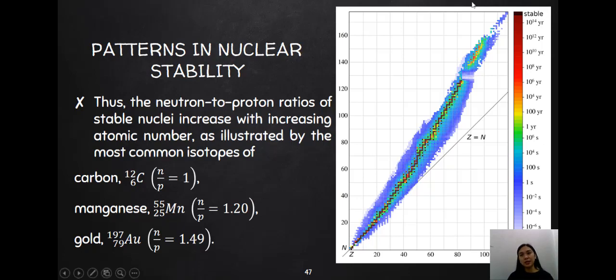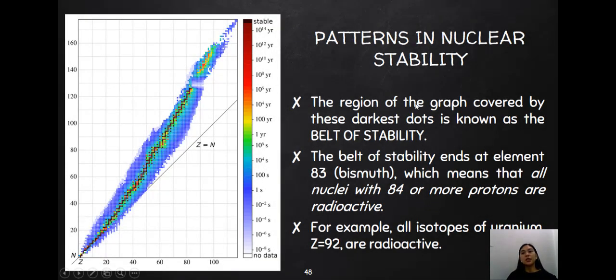How do you use this particular table? That's what we will be talking about in the next slide. The region of the graph covered by these darkest dots is known as your belt of stability. I already mentioned that earlier. The belt of stability ends at element 83. So, element 83, somewhere there, 83, dito. Diyan daw nag-end yung belt of stability, which means that anything above are radioactive.